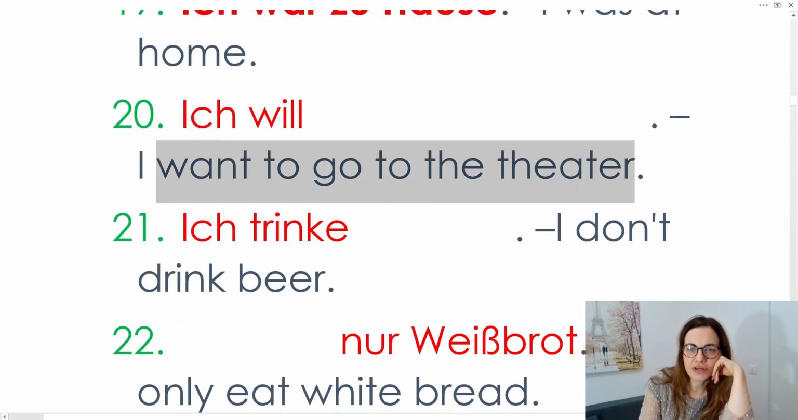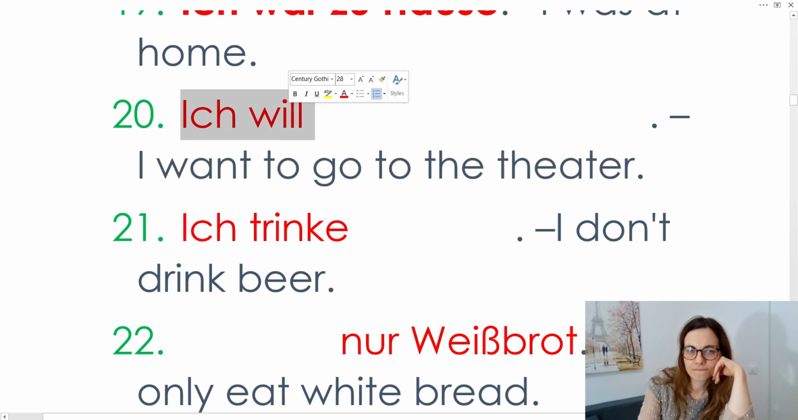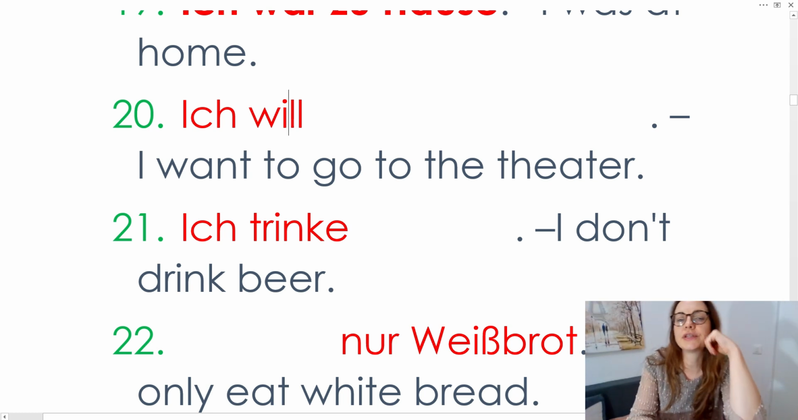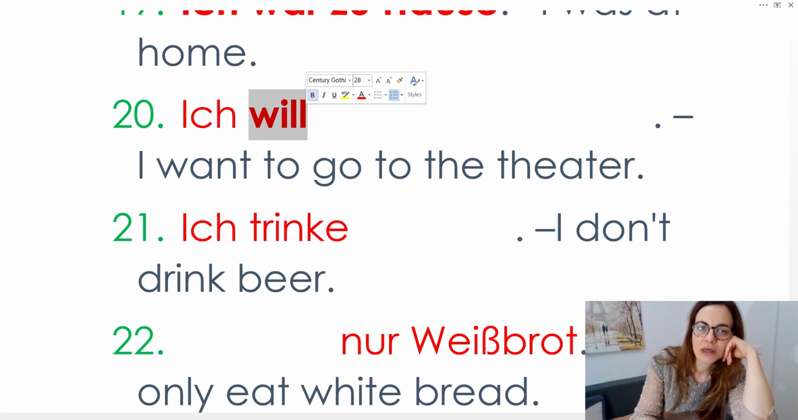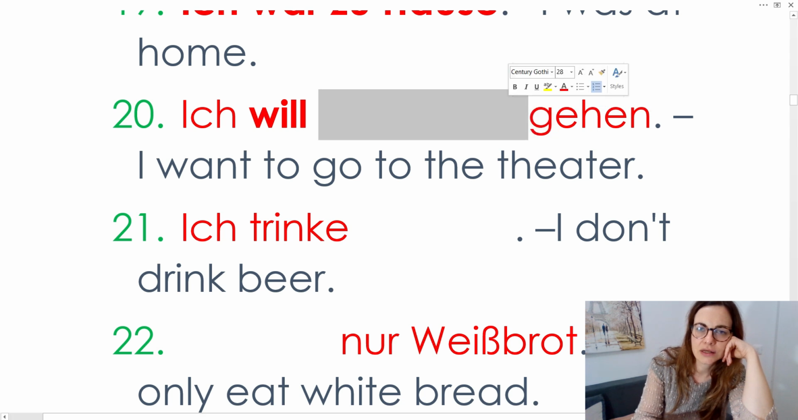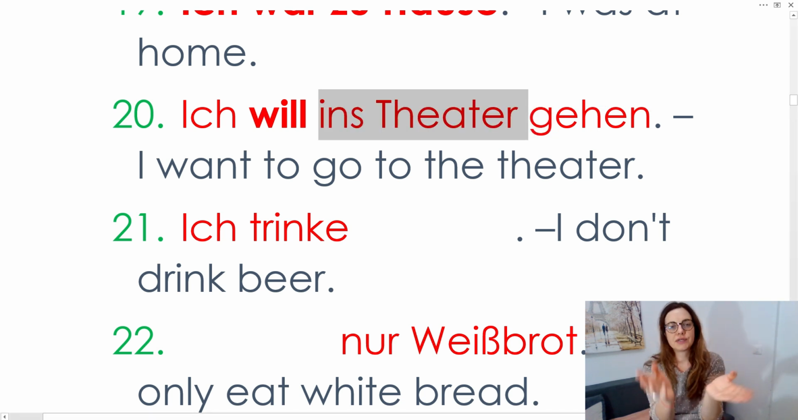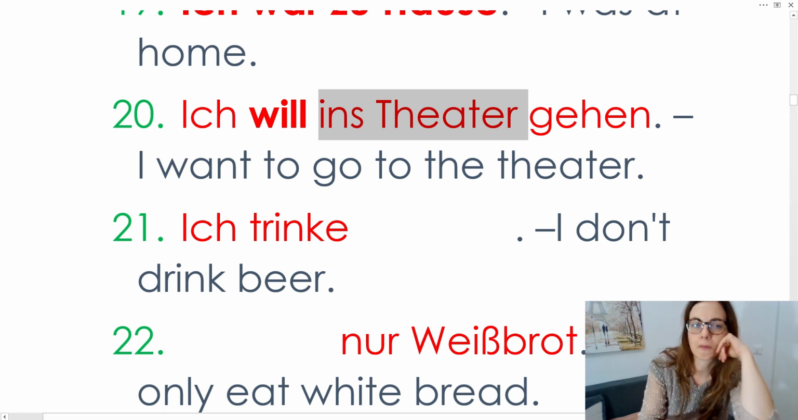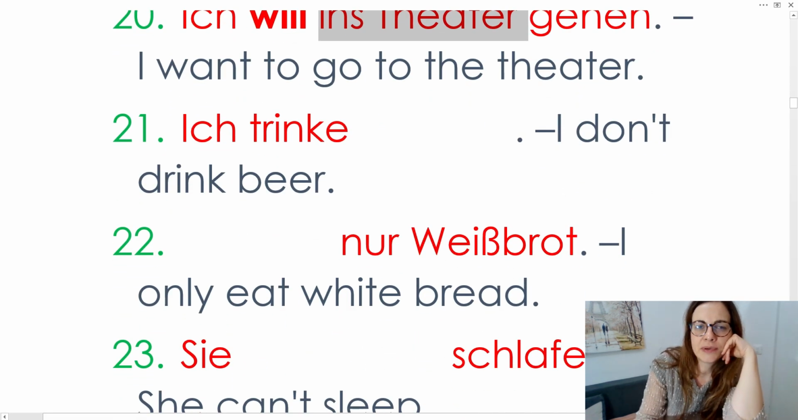I want to go to the theater. Ich will. It's like I want to go to the theater. Ich will. To go again, it's here. That's the rule. And here is instead. So the rule is modal verb on the second place in the sentence, the main verb at the end of the sentence. So we cannot say ich will gehen ins Theater. No, ich will ins Theater gehen.